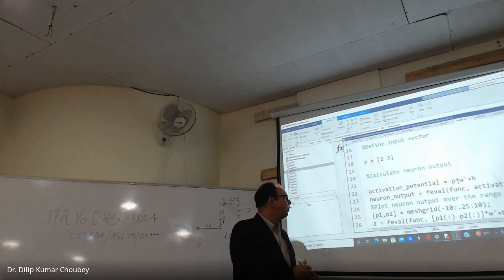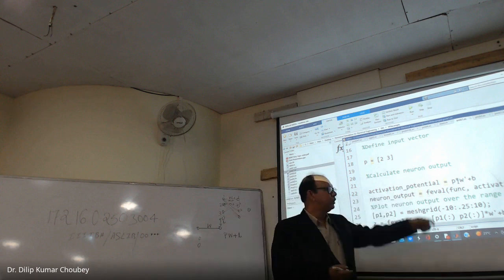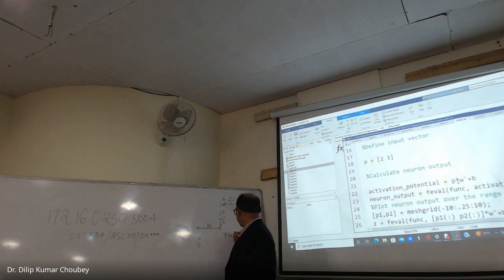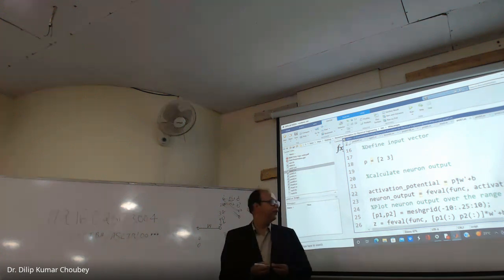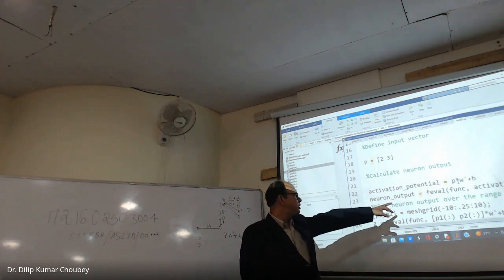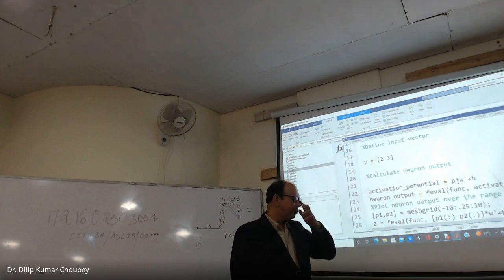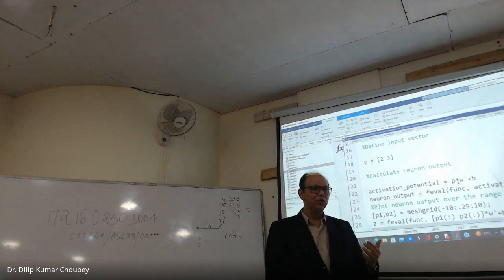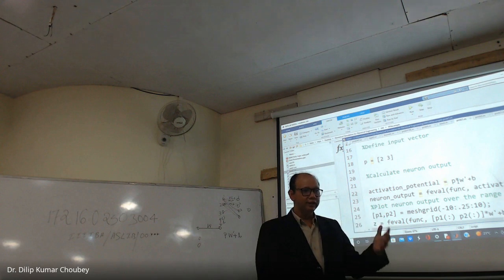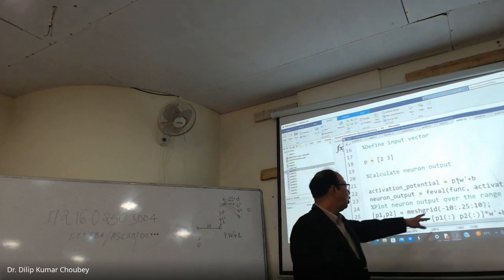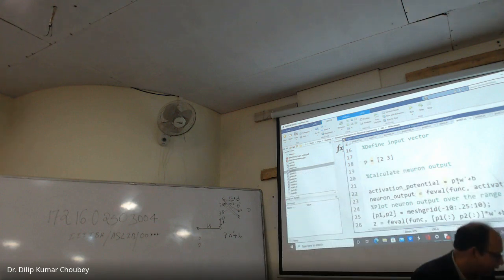So we consider PW, where W has the two weights, so we take the transpose of this. Then the neuron output is feval. Eval means we evaluate any function we consider; the eval function evaluates your function value. So to understand this, what is our function here? Which type of function are we considering here?